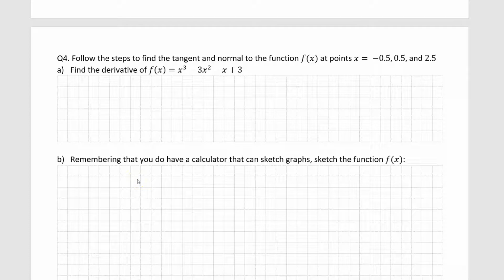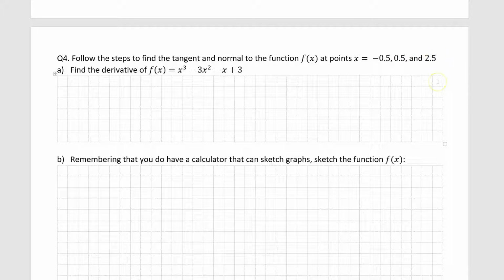In this video, we're going to look at the steps involved to find the tangent and normal functions to a particular function f of x. In this case, f of x is defined as x cubed minus 3x squared minus x plus 3. And we're going to find the tangent and normal functions at x equals negative 0.5, 0.5, and finally 2.5.